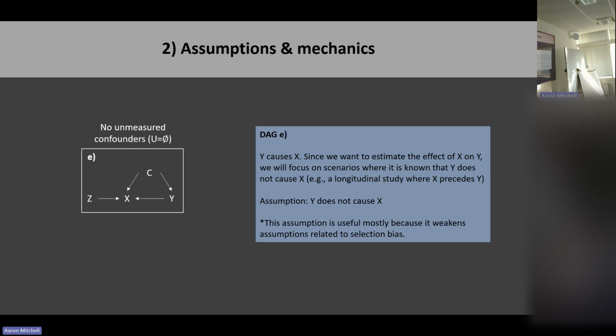So in the next DAG, this is a very simple one, just to make a quick point. The difference here is that we have Y causing X instead of X causing Y. And we could have that in our method, but this will get a little technical, so I'm not going to discuss it. The implication of allowing this would be the need to make stronger assumptions about lack of selection. And because I can guarantee this by design, I'm going to stick with this. So I'm going to assume that I am in a situation where I know that Y cannot cause X. So say a longitudinal study or something like that. Okay?